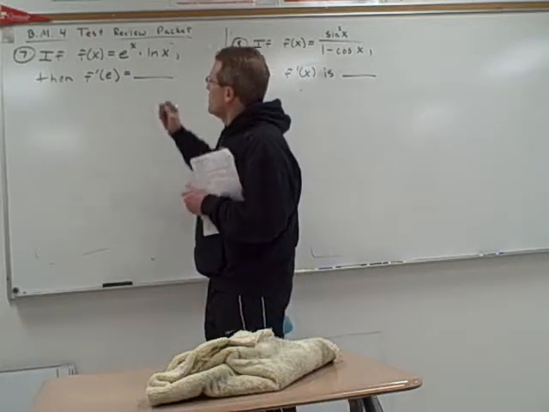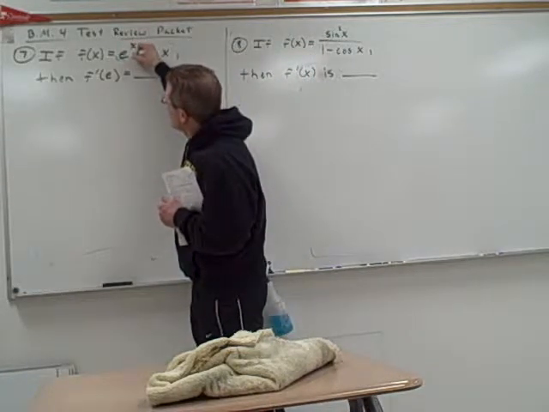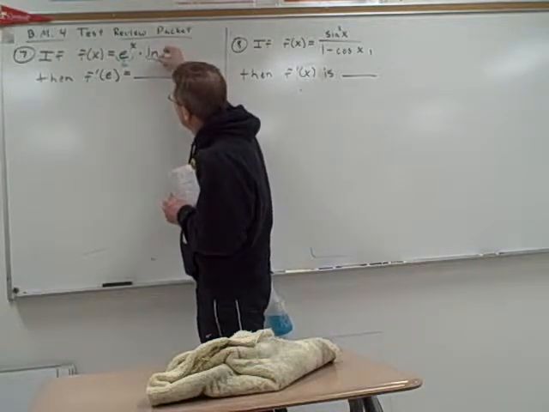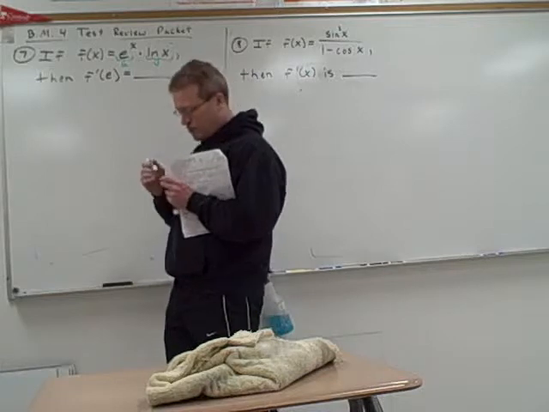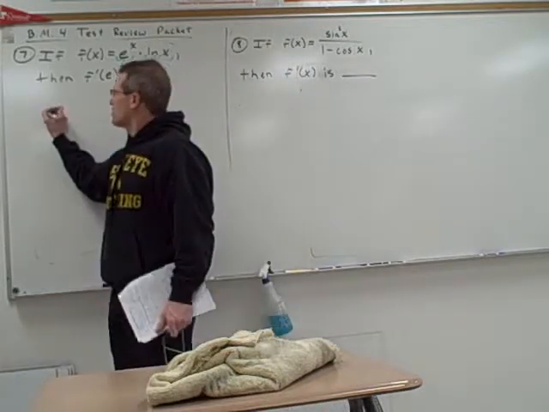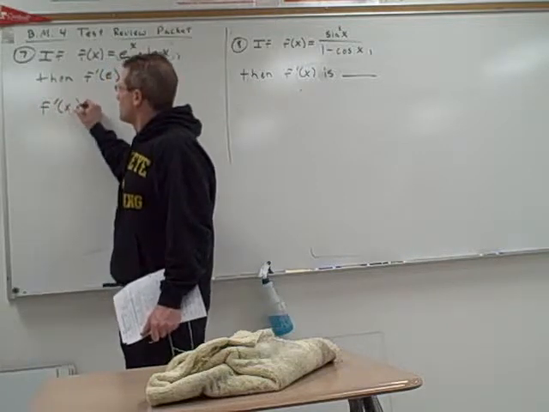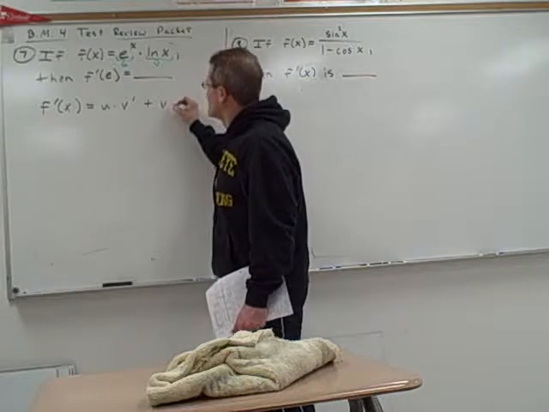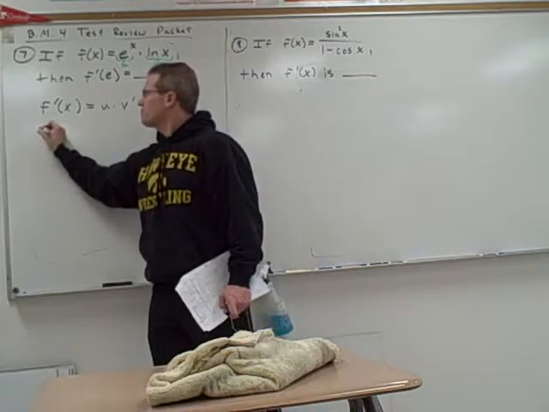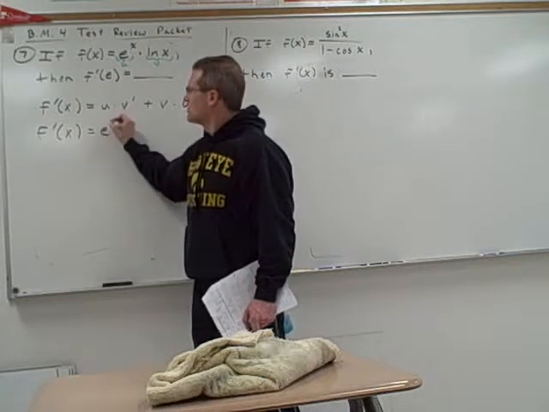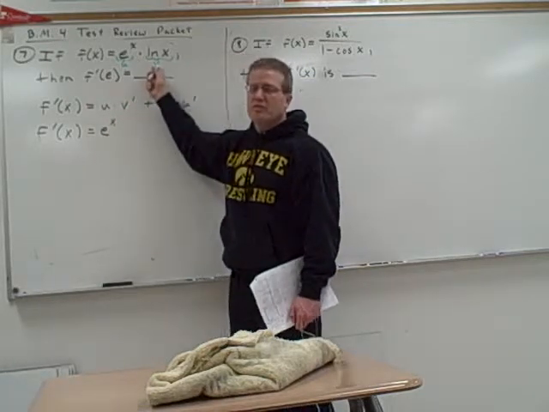So I'm going to think of e to the x, I'm going to label that u, and natural log of x, I'm going to label that v, and then when I do my derivative, I'm going to use the product rule, and it's going to look like this, f prime of x equals u times v prime plus v times u prime. So u would just be my e to the x expression. V prime would be the derivative of natural log of x.